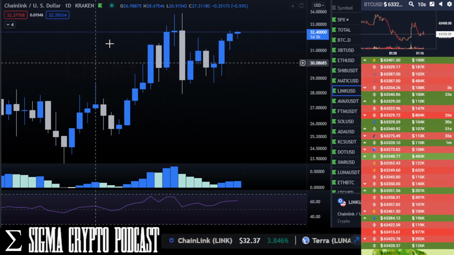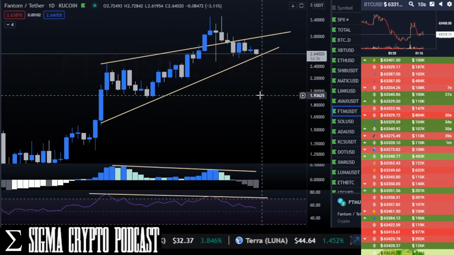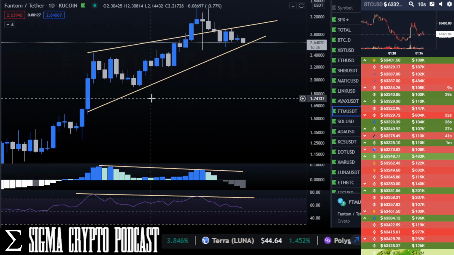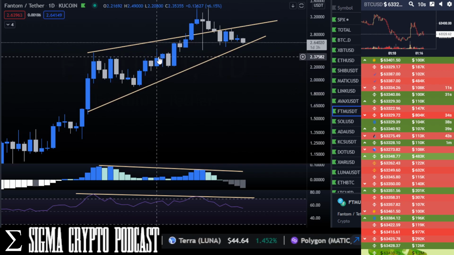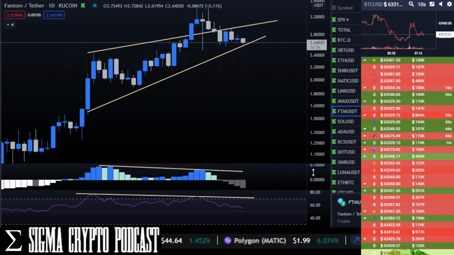By the way, did you guys see FTM? I just posted a granny coin, the female to male coin. You have a rising wedge and bearish divergence on both oscillators.